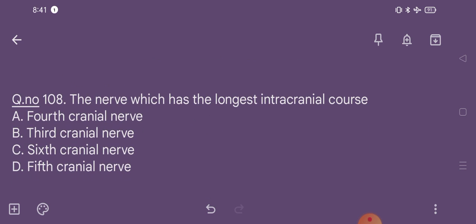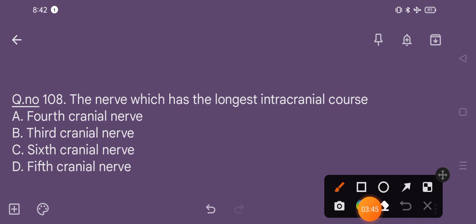Question number 108. The nerve which has the longest intracranial course: option A, fourth cranial nerve; option B, third cranial nerve; option C, sixth cranial nerve; option D, fifth cranial nerve. The correct option is option A, that is fourth cranial nerve has the longest intracranial course.